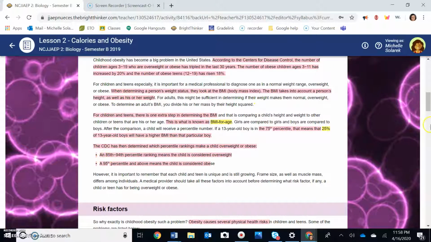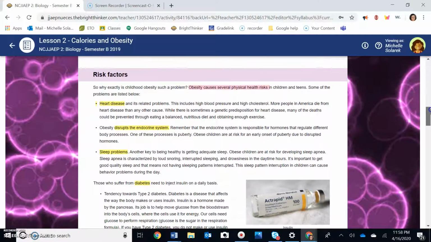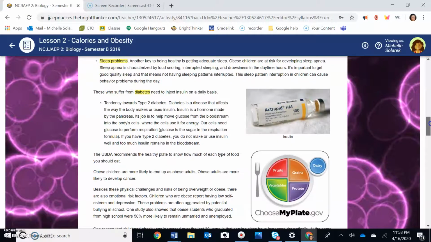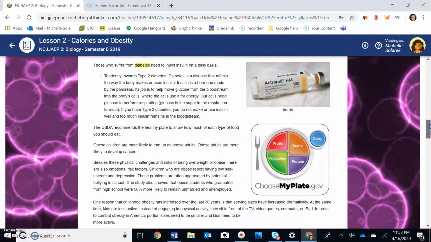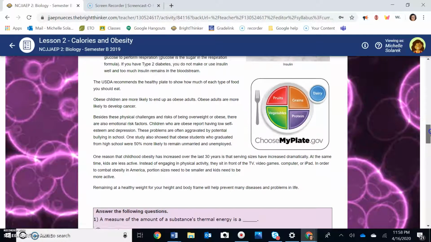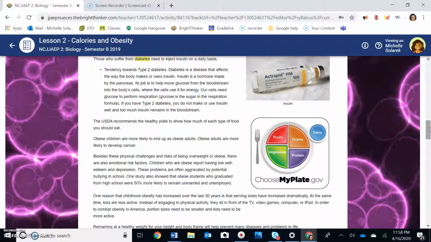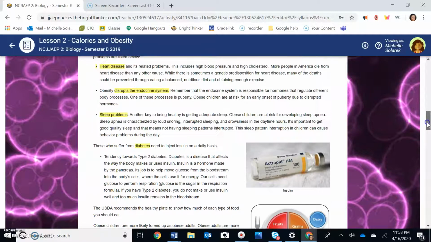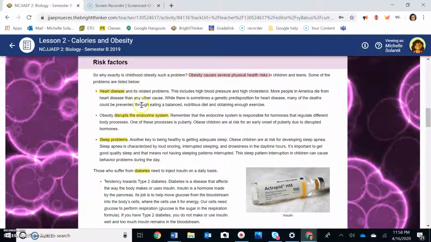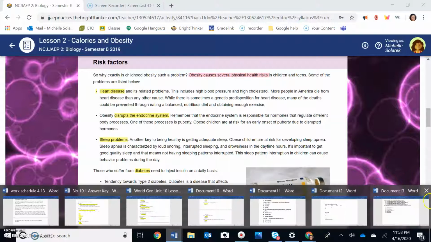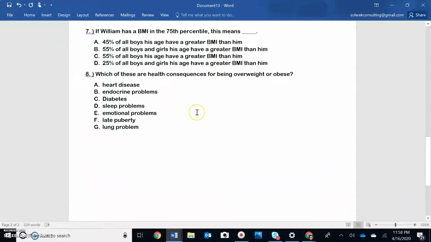Okay, so here we go. Back down to our obesity problems. Heart disease, endocrine system, sleep, diabetes. That's all the ones we talked about. No, we're not seeing the other stuff. So anyway, I guess we better just pick those 4. Heart, endocrine, sleep, diabetes. Let's go back to that question. Heart, endocrine, sleep, diabetes. Oh, the order's a little mixed up. Okay, so anyway, that is it.